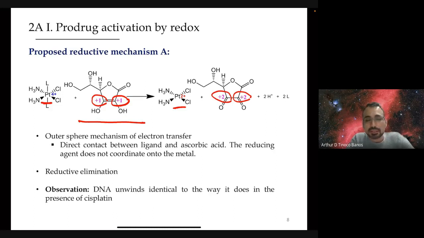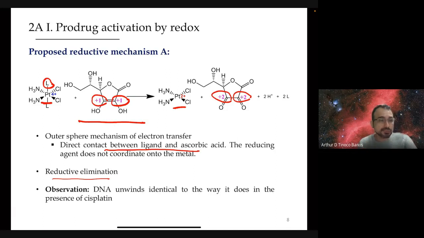All right, so outer sphere mechanism, those who have taken inorganic chemistry will be able to better appreciate this, because what that implies is that you have an interaction that has nothing to do with direct coordination to the metal center. Rather, what's being observed is an interaction with the ligand, the external ligand, and ascorbic acid. And so the reduced agent does not coordinate onto the actual metal. And so the fundamental process that we're looking at here is what is known as a reduction elimination.